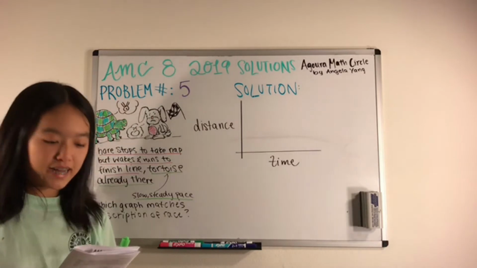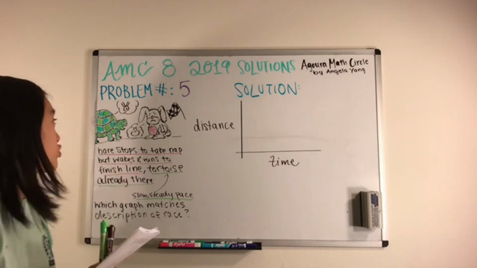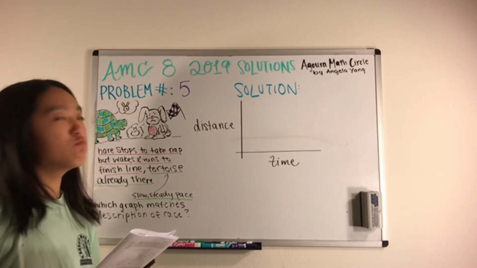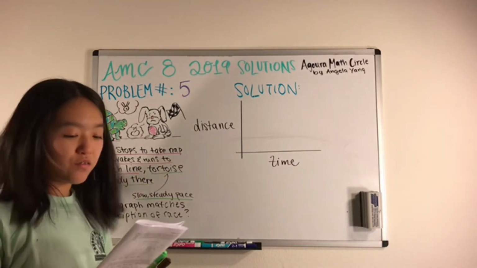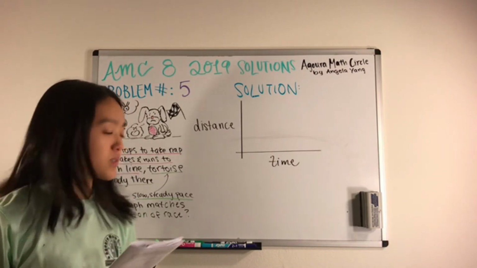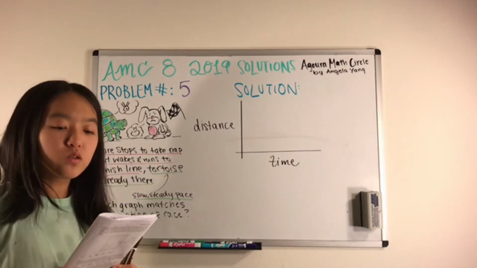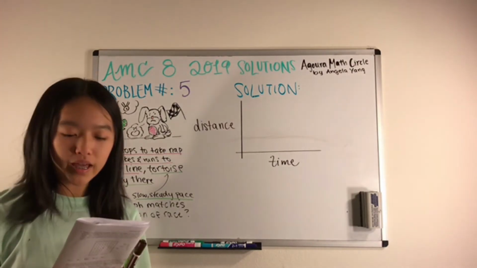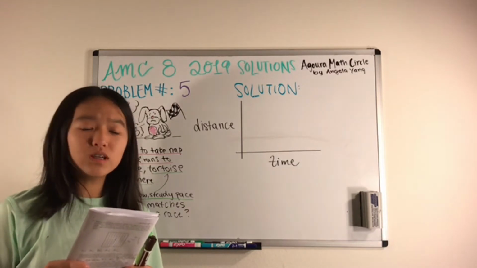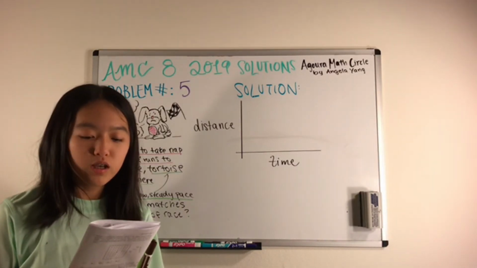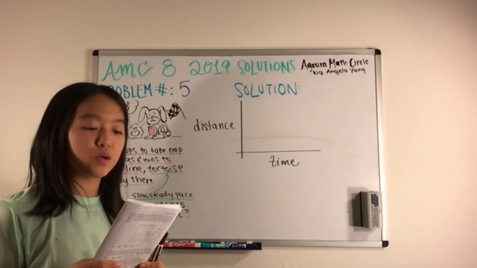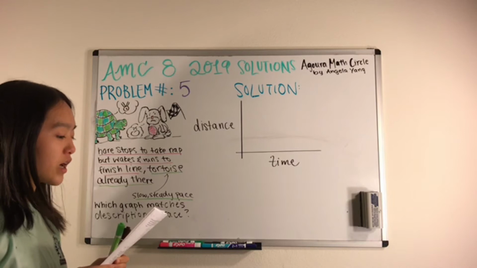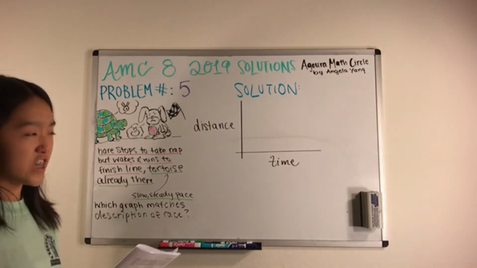Problem number 5 states, a tortoise challenges a hare to a race. The hare eagerly agrees and quickly runs ahead, leaving the slow-moving tortoise behind. Confident that he will win, the hare stops to take a nap. Meanwhile, the tortoise walks at a slow, steady pace for the entire race. The hare awakes and runs to the finish line, only to find the tortoise already there. Which of the following graphs matches the description of the race, showing the distance D traveled by the two animals over time T from start to finish?